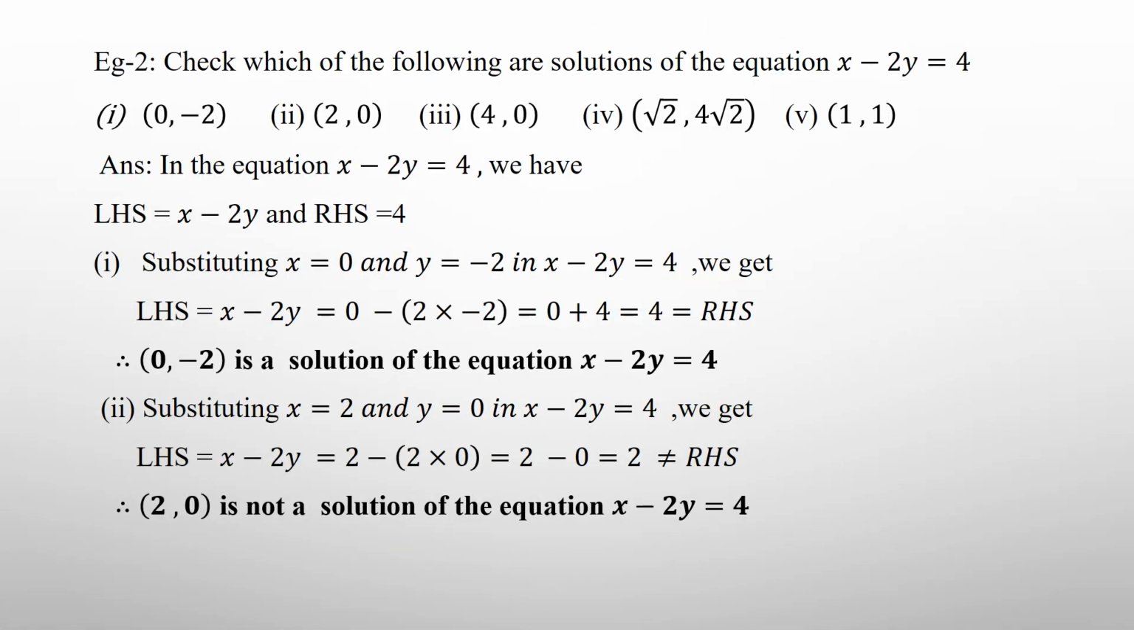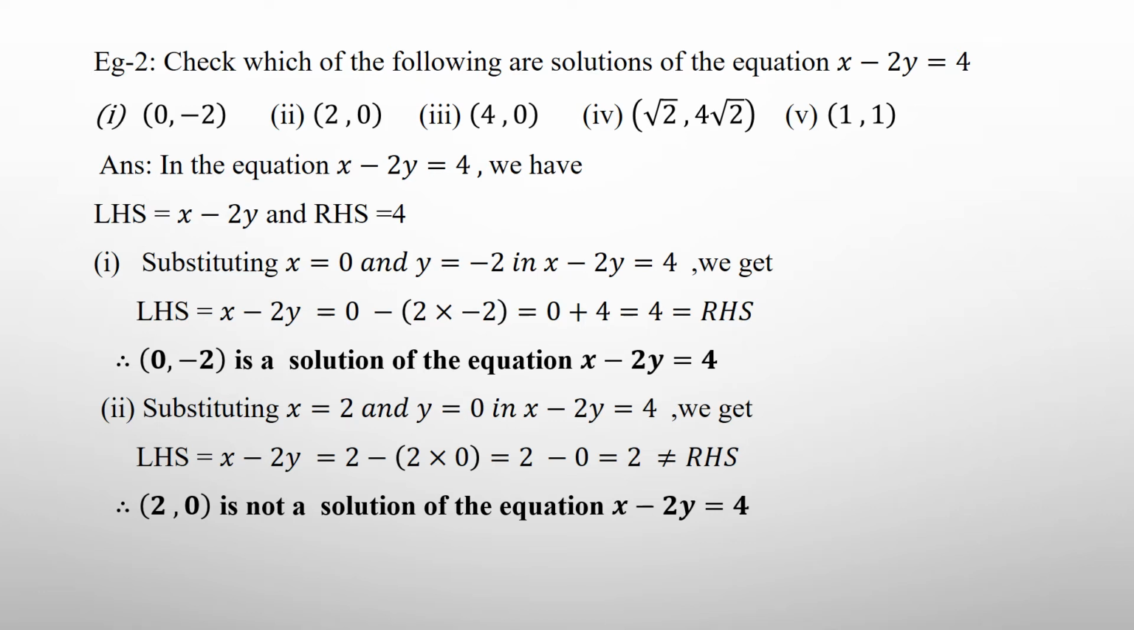Example 2. Check which of the following are solutions of the equation x minus 2y equal to 4. Here you are given 5 sets of values and we need to check which are the solutions of the equation x minus 2y equal to 4.